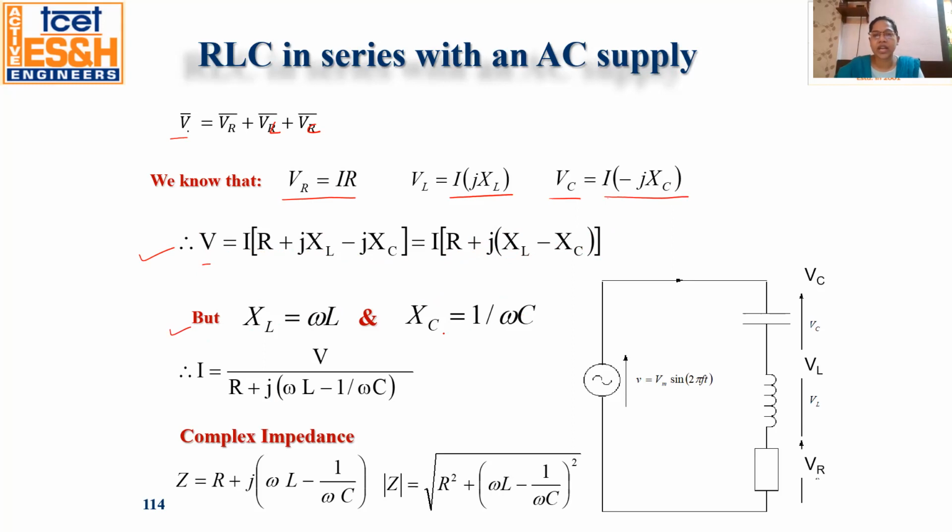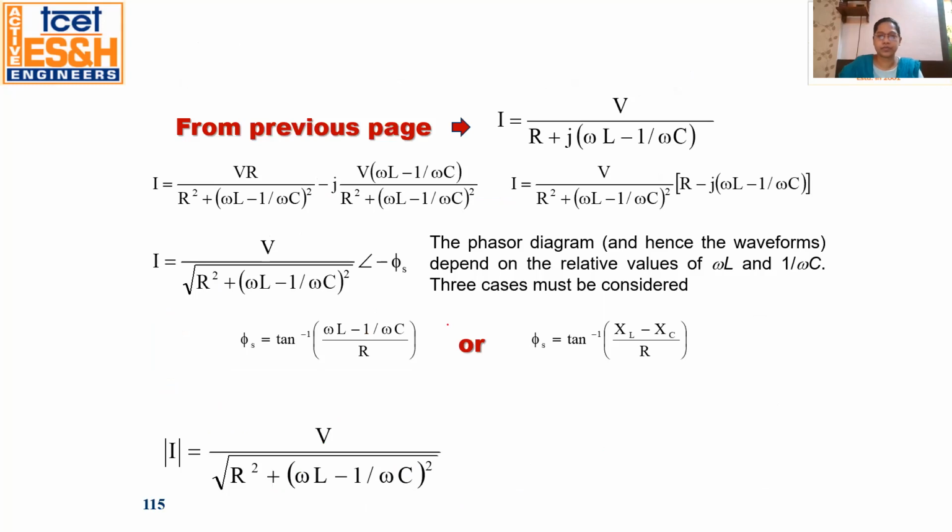So XL is omega L, and XC is 1 by omega C. I is again represented, from this formula, as V divided by (R plus j omega L minus 1 upon omega C). So this denominator is nothing but the impedance of the circuit. Now the magnitude of impedance is calculated as the square root of R squared plus (omega L minus 1 upon omega C) squared. This is the definition of current in this manner.